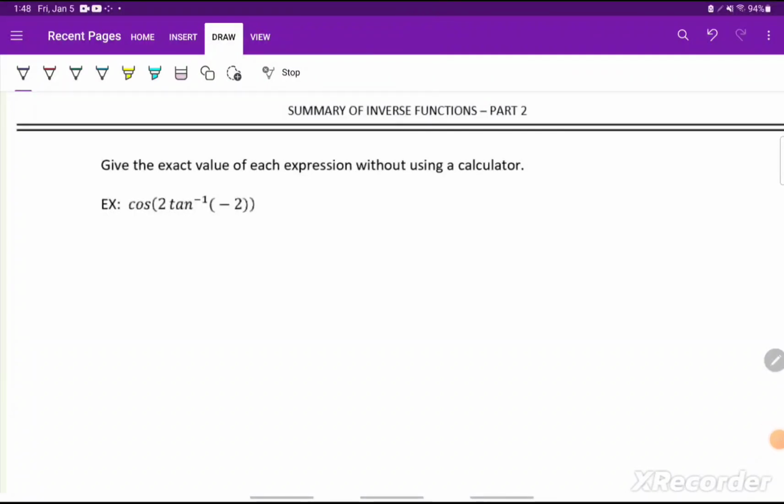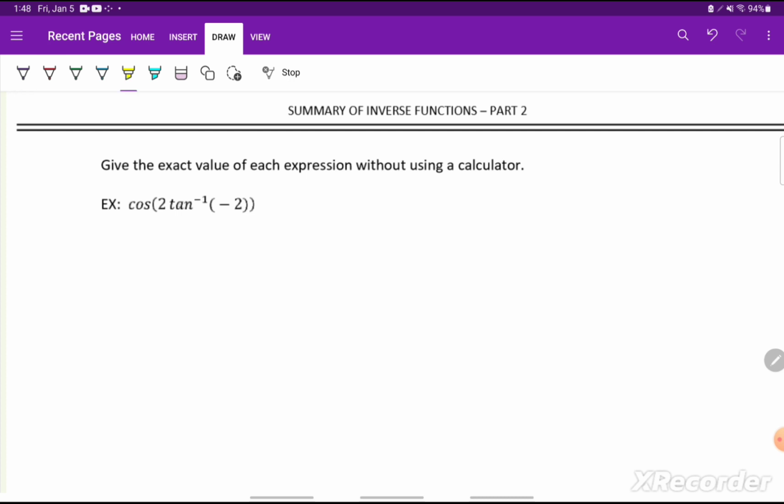This is the second of our videos summarizing the usage of our inverse trig functions. We want to give the exact value of each expression without using a calculator. In this example, we have cosine of 2 tan inverse of -1.